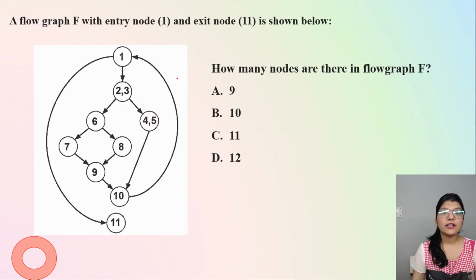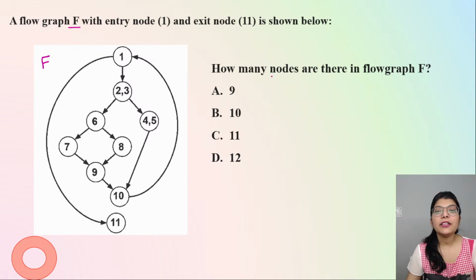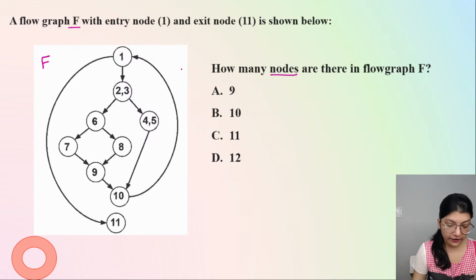Now this is the question, everyone. They are saying a flow graph F. This is the flow graph F, they have named it, and they say that 1 is the entry node and the exit node is 11. And they are asking how many nodes are there in the flow graph. The diagram is clear, visible to all. So you have to tell how many nodes are there in the flow graph, and the time starts now.